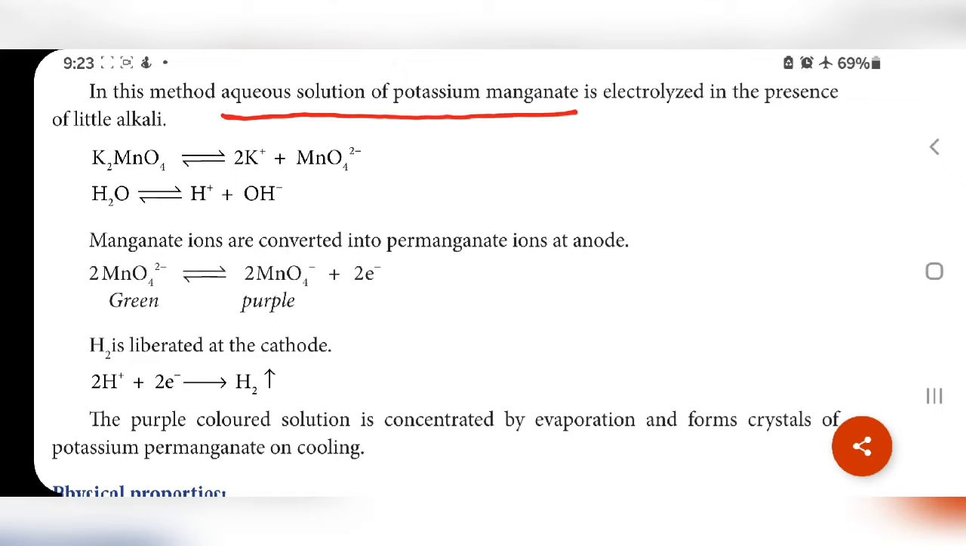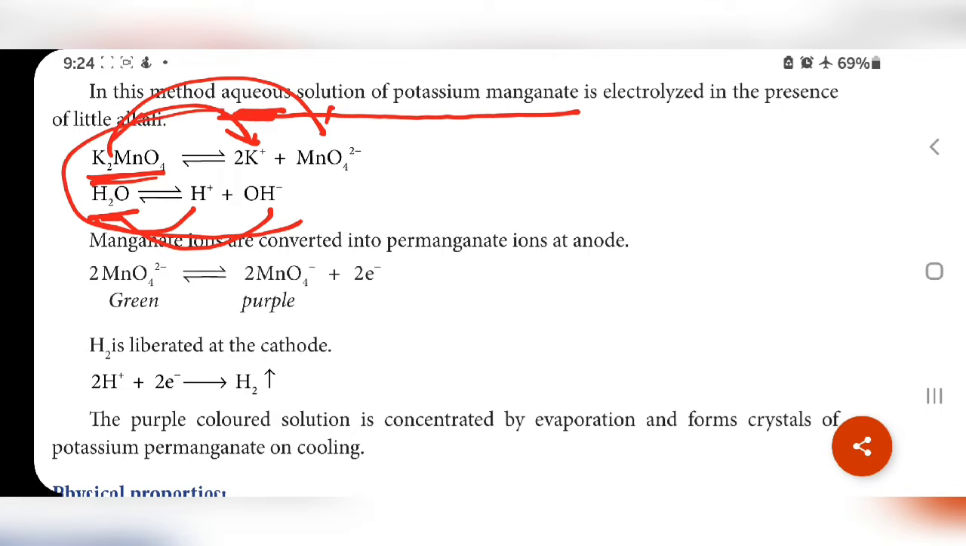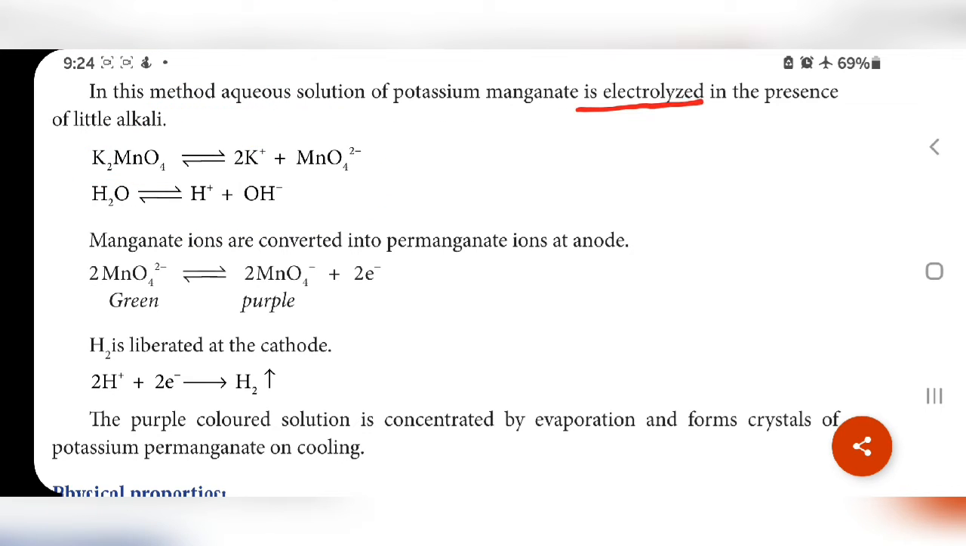Aqueous solution of potassium manganate. Potassium manganate means K2MnO4. Aqueous solution means water. So, water is split into H plus and OH minus. Potassium manganate is split into K plus and MnO4 2 minus. So, this is the aqueous solution of potassium manganate. It is electrolyzed, meaning current is passed, and it separates into ions in presence of a little alkali. Alkali, as you already know, is a base.